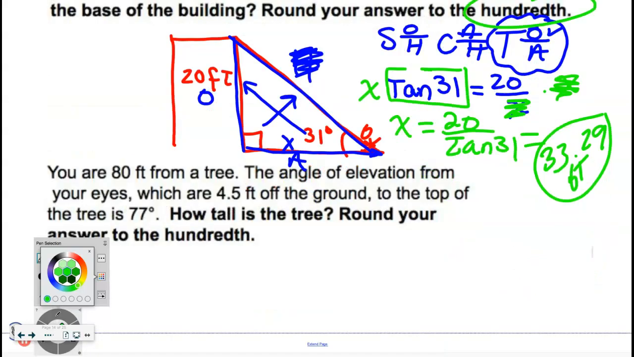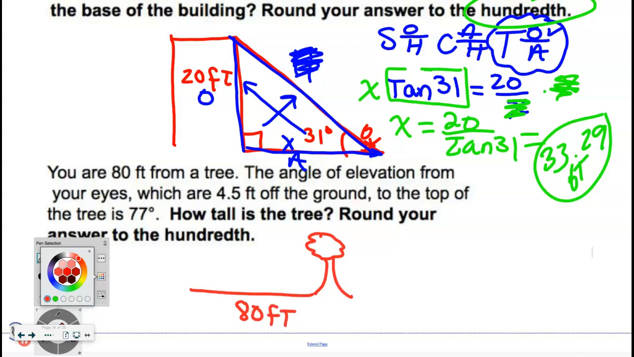So today is really the culmination of everything you've learned. The word problems that go with the trig that are dealing with real life, like elevations and depressions. So the next one up. You're 80 feet from a tree. All right, well, let's go get our tree here. And I am 80 feet away.